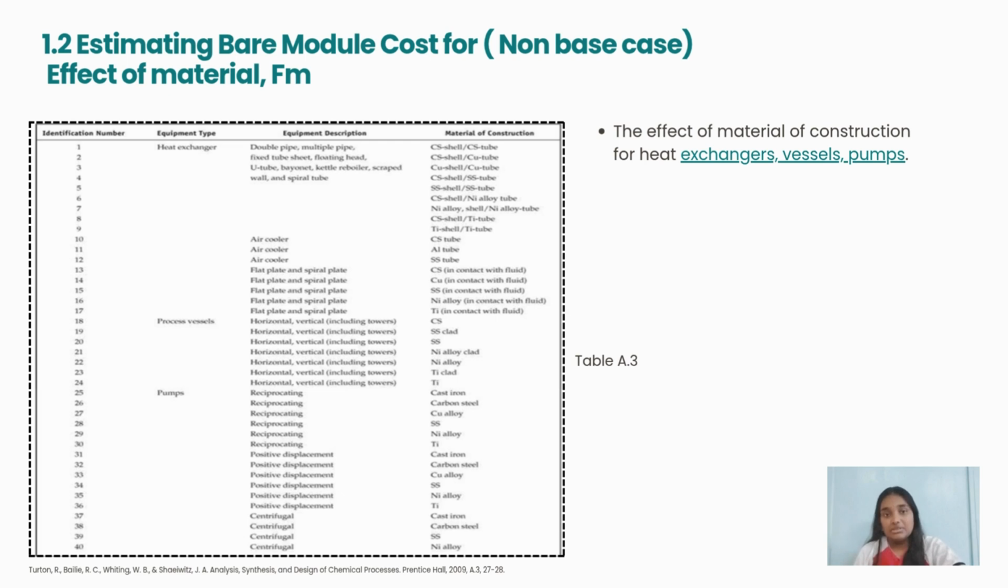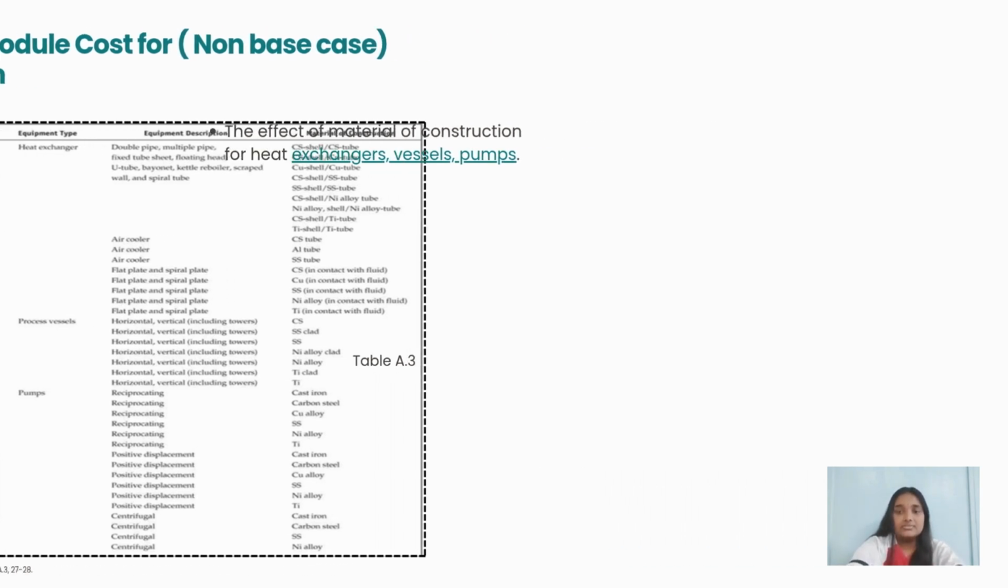other than carbon steel. The requirements in table A3 list several types of equipment including heat exchangers, pumps, and vessels, in which specific materials can be used in each. For each equipment and material pairing, there is an assigned FM value. They are based on real cost data and also on engineering resources.